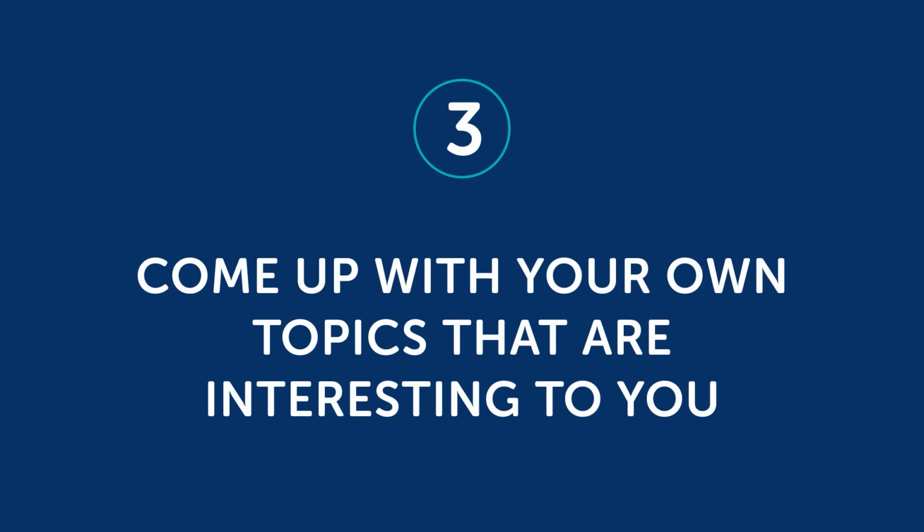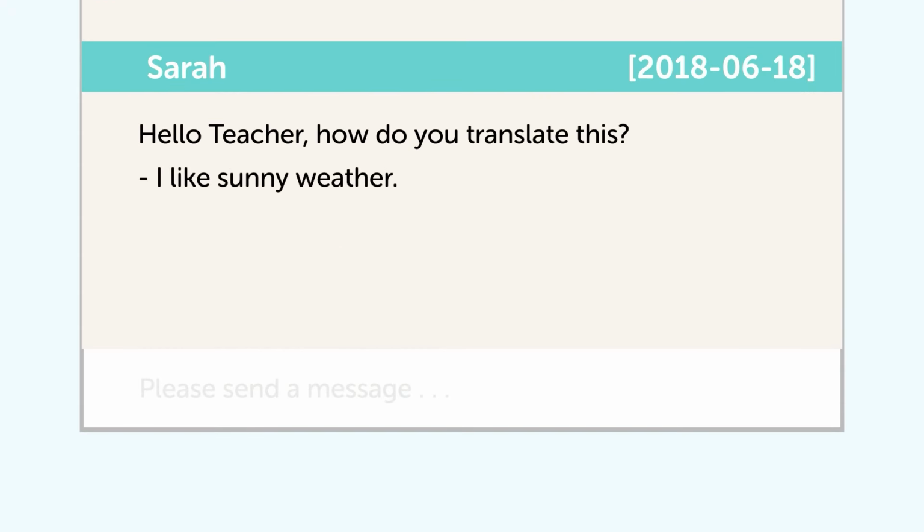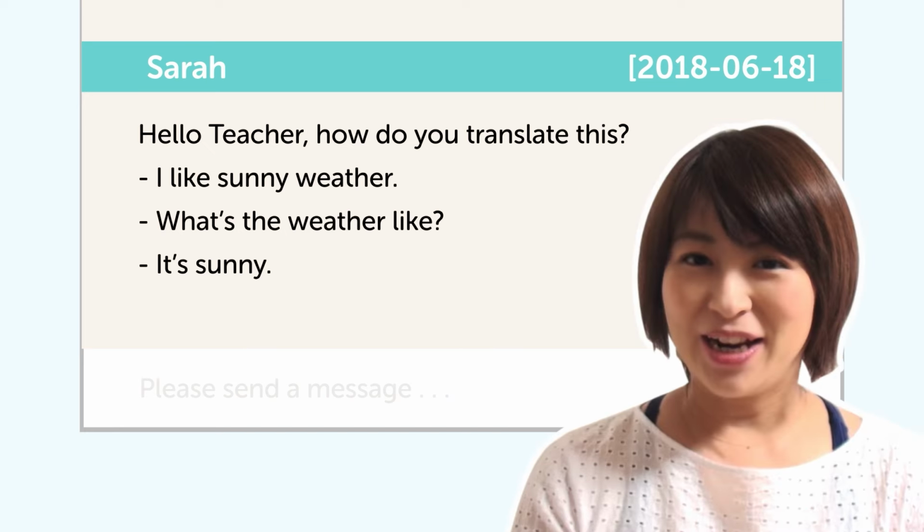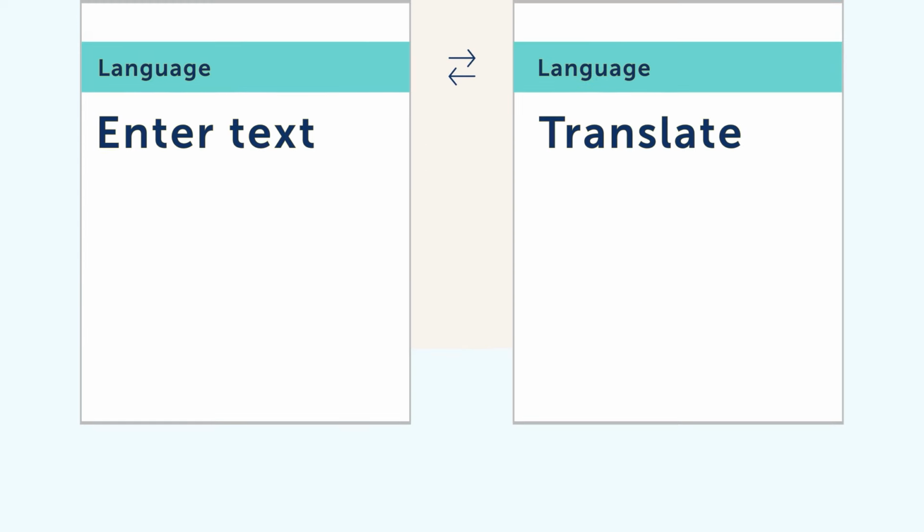3. Come up with your own topics that are interesting to you. Then repeat step 2. Come up with all the phrases, questions, and answers that could come up in that conversation. Write them out and get them translated with your Premium Plus teacher. Or translate them with a translation software. You could try this, and it might not be perfect, but it could help you start and get you speaking a little bit more of your target language.